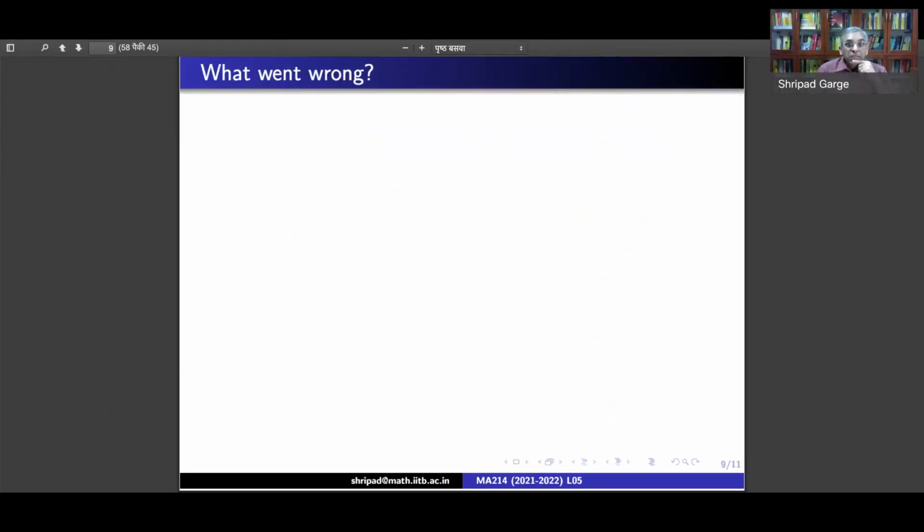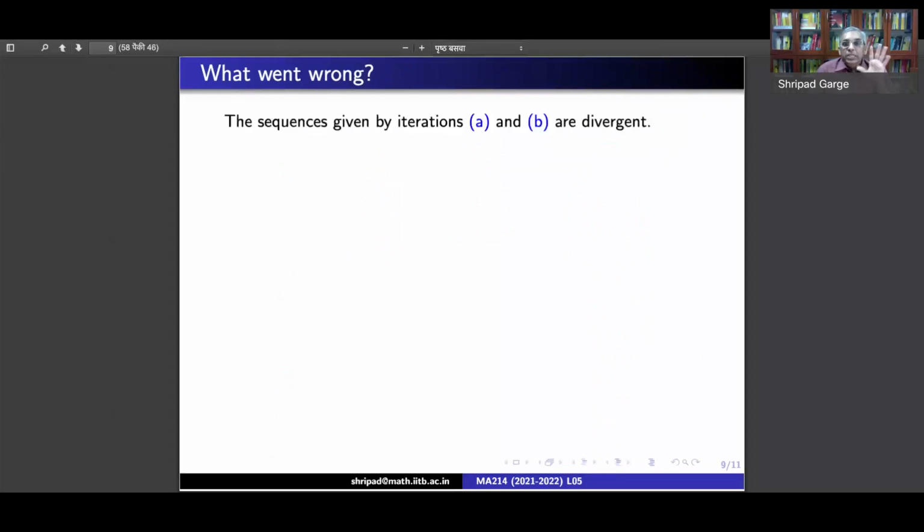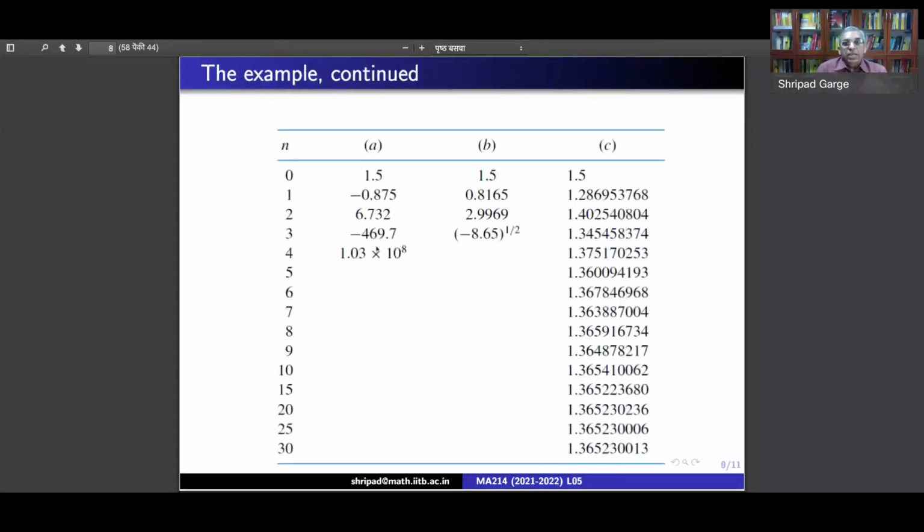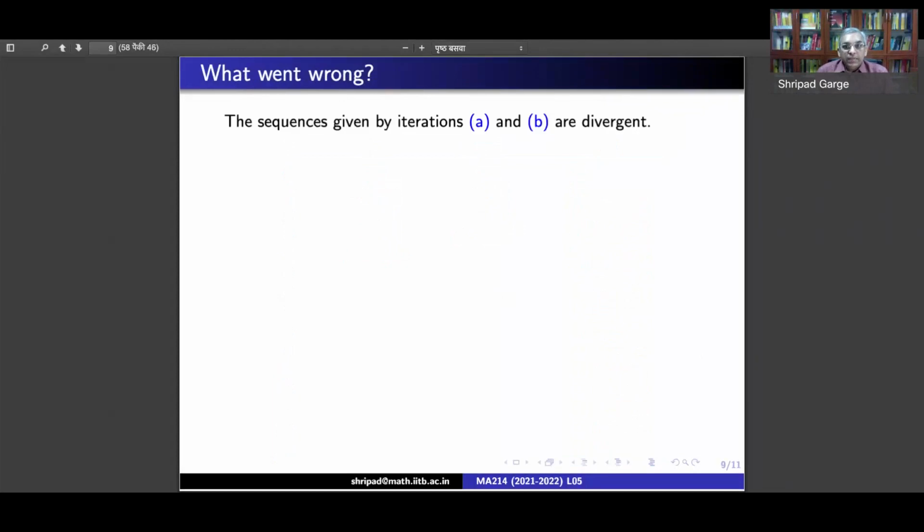First of all, these two sequences are divergent. The one in A keeps expanding in magnitude, so it is going to infinity, and sequence B has gone into complex numbers, so that is no more in real numbers. So those are divergent sequences. And actually the problem was that the iteration given in A doesn't take the interval to itself.